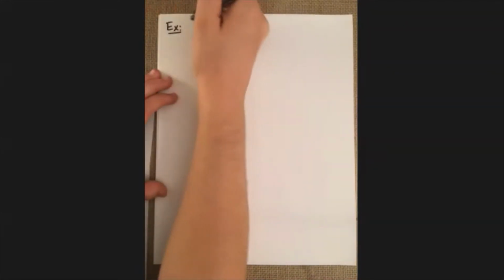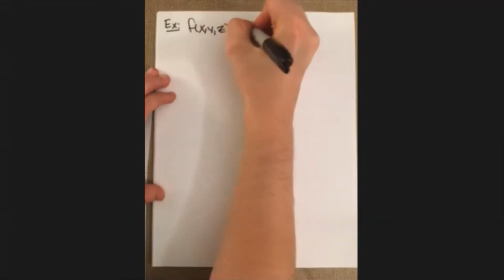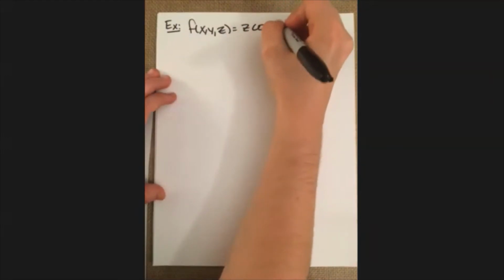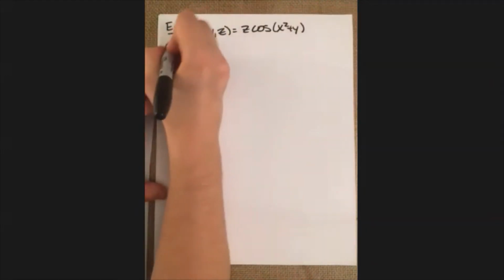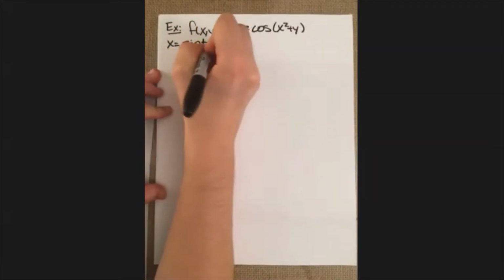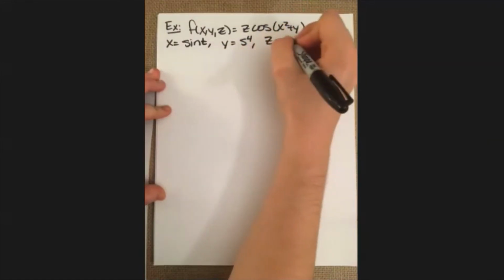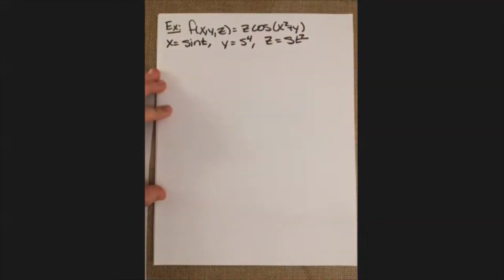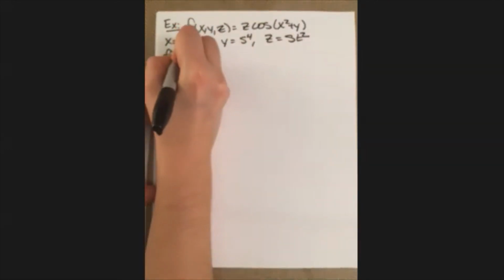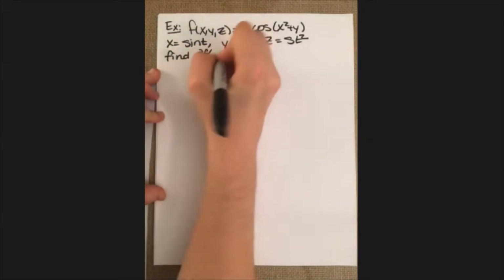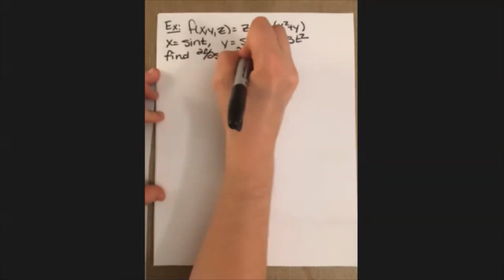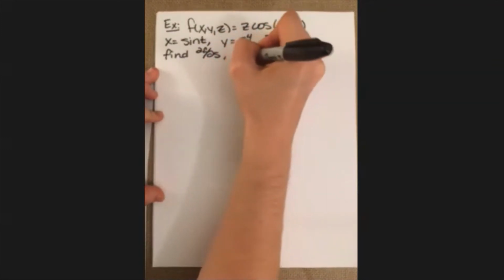Let's do one more example, or at least one that looks like this anyway. I'm going to do one with 3 variables. So we're going to have f of x, y, z is equal to z cosine of x squared plus y, where x is equal to sine of t, y is equal to s to the 4th, and z is equal to st squared. And in this situation, we are going to find the partial of f with respect to s and the partial of f with respect to t.